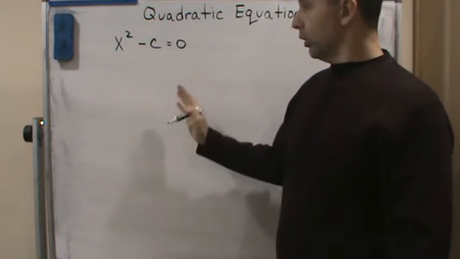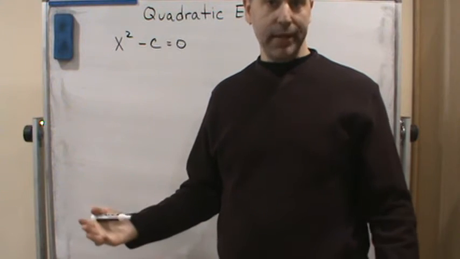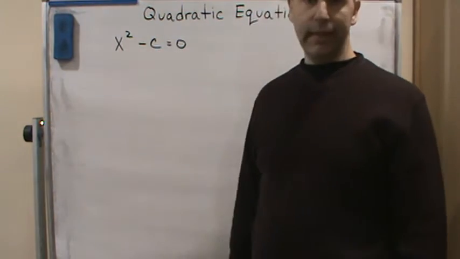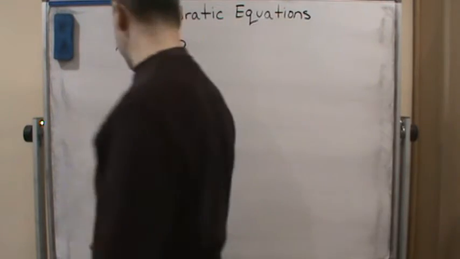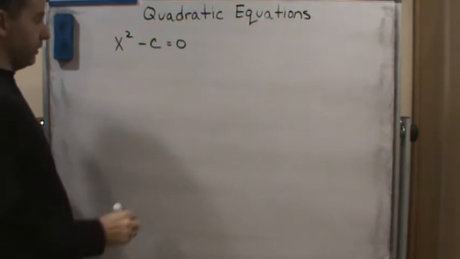Now what we're going to do is solve quadratic equations of a certain type. We're going to start with quadratic equations where the x term is missing. There's no x term, so it just has the constant term and the x squared term. These are pretty straightforward because to solve these, all you're going to do is move the constant over to the other side.